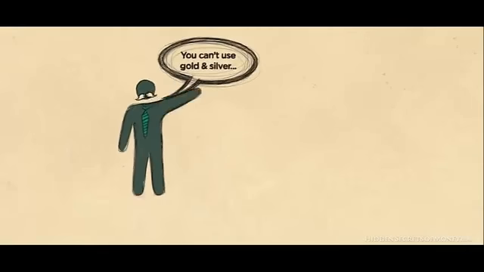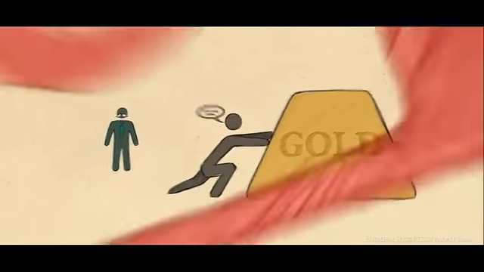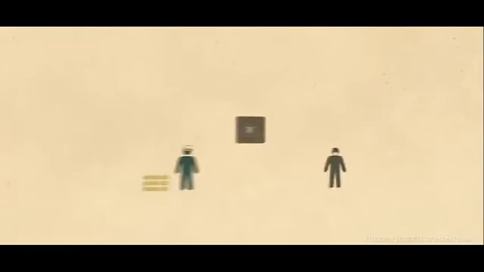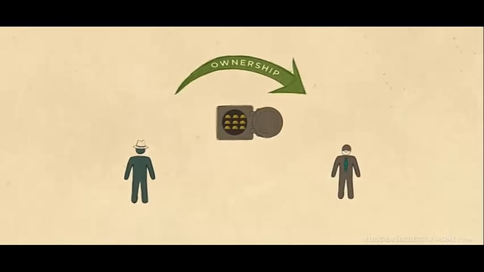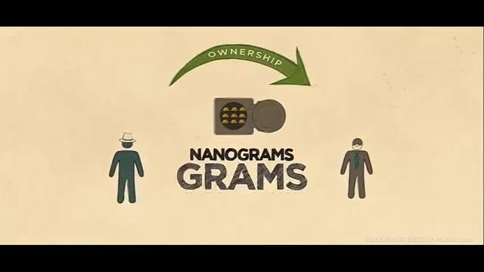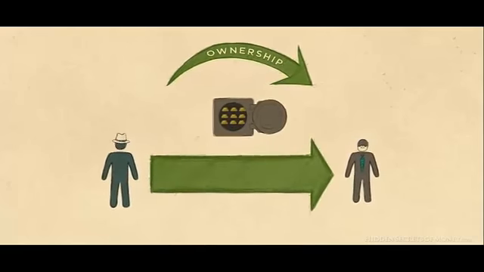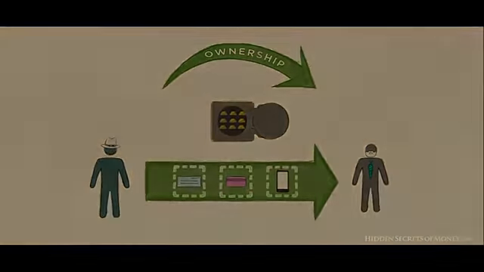A lot of people say that you can't use gold and silver today because they're too heavy and bulky, and it's completely wrong. You could put gold and silver in a vault, and you could make payments to somebody by transferring ownership of nanograms, grams, or ounces of gold and silver from one person's account to another by means of a check, a credit card, or even your cell phone.